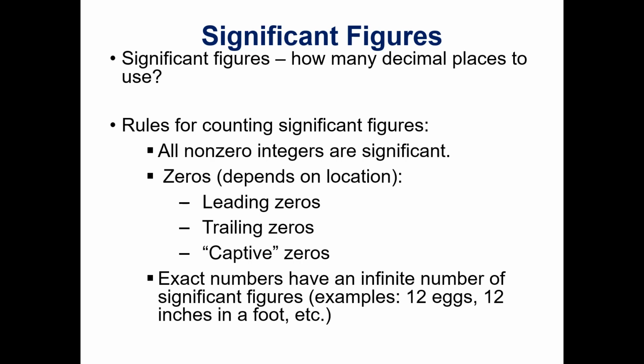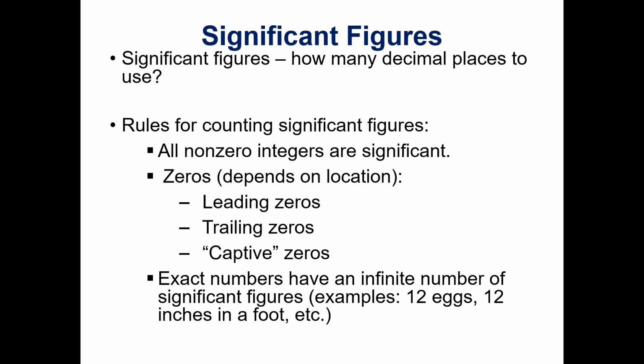For zeros, that's where it gets a little bit tricky. Whether or not zeros are considered significant depends on where they are in a number. So we're going to talk about 3 different types of zeros in a number and how we know whether or not they're significant.